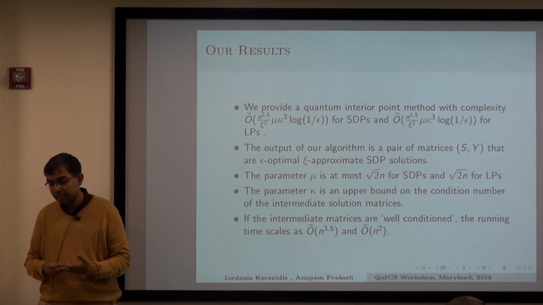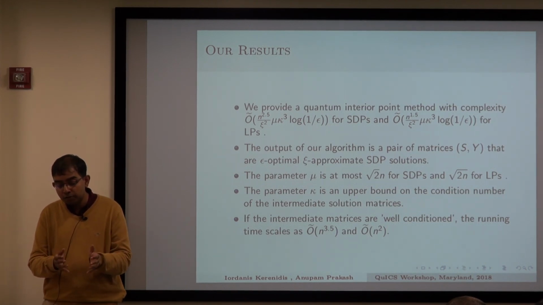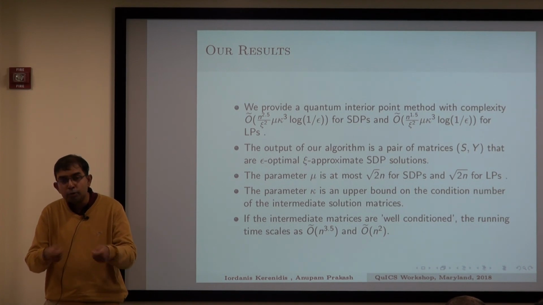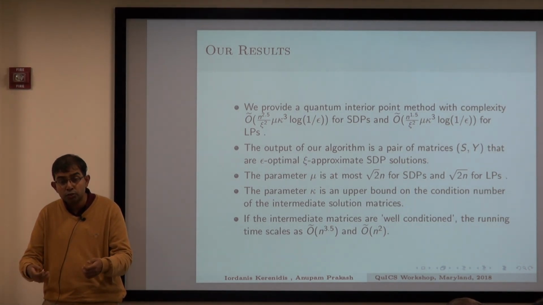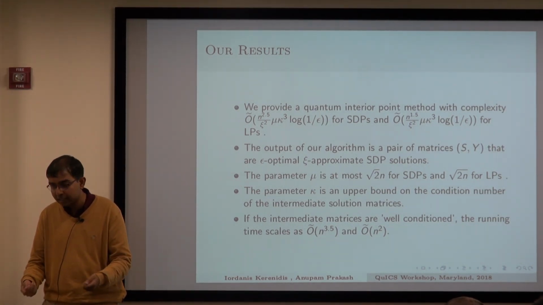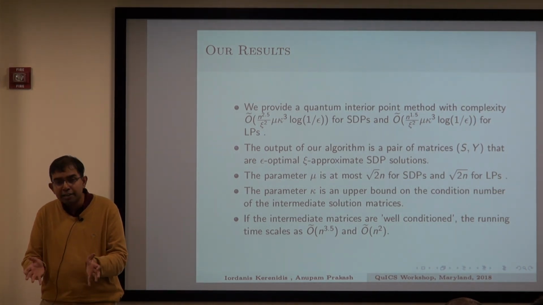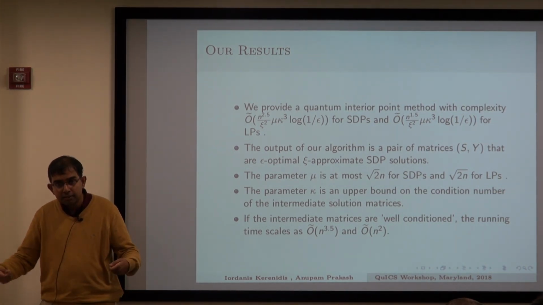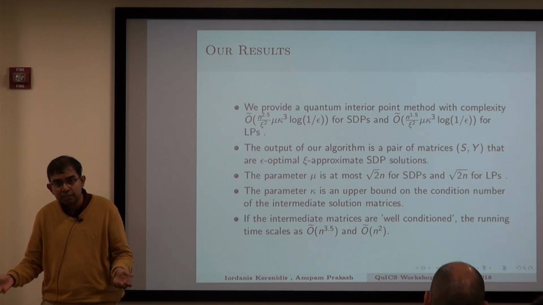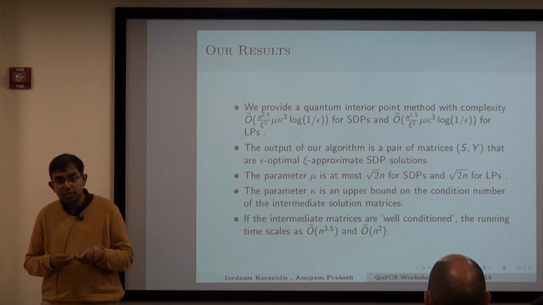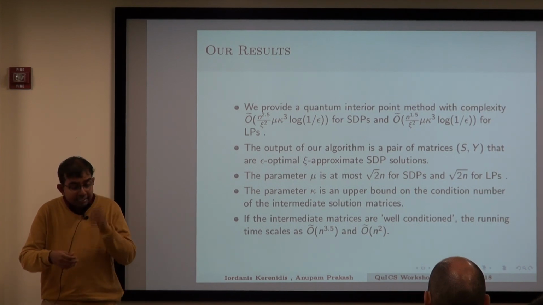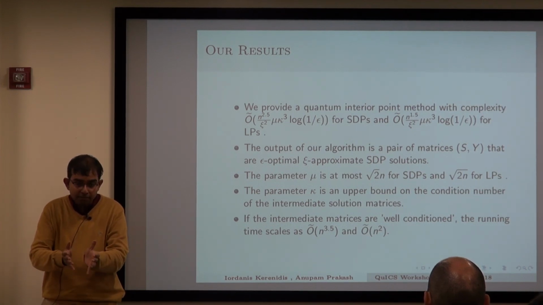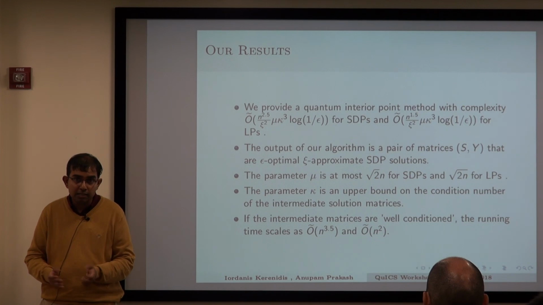But then you have this n to the 2.5. The square root of n is because of the number of iterations, which could actually be much smaller in practice. And there's n squared because of the tomography, because you are learning a large dimension state. That seems unavoidable, because the linear system you need to solve has dimension n squared.